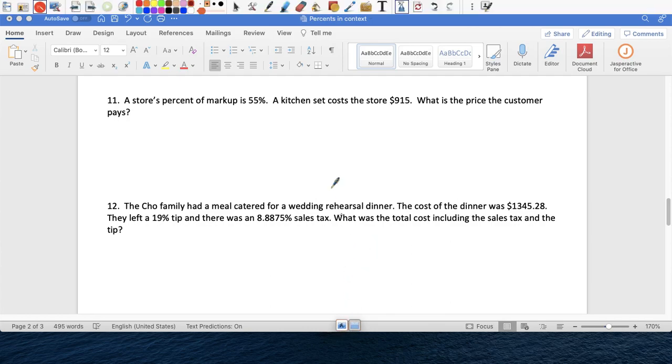Okay, so a kitchen set costs the store, so the store buys a kitchen set for $915. Then they raise the price by 55% of $915. What does the customer pay?